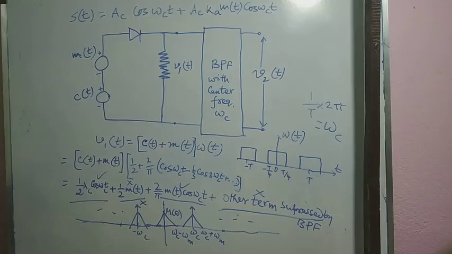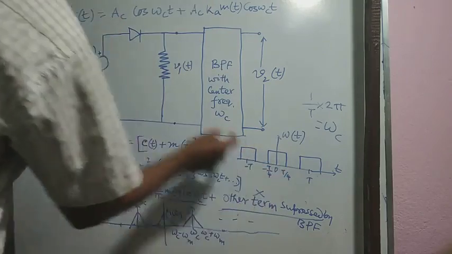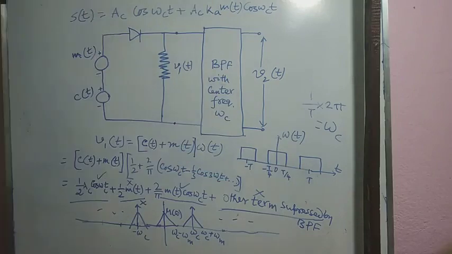Therefore, we can write the expression of the voltage across the resistor, indicated by V1(t), as C(t) plus M(t) multiplied by a waveform which is on for half a period and off for the other half period, and it is shown by W(t) on the right hand side. You can see W(t). Diode is on, indicated by this. Diode is off, indicated by this one.